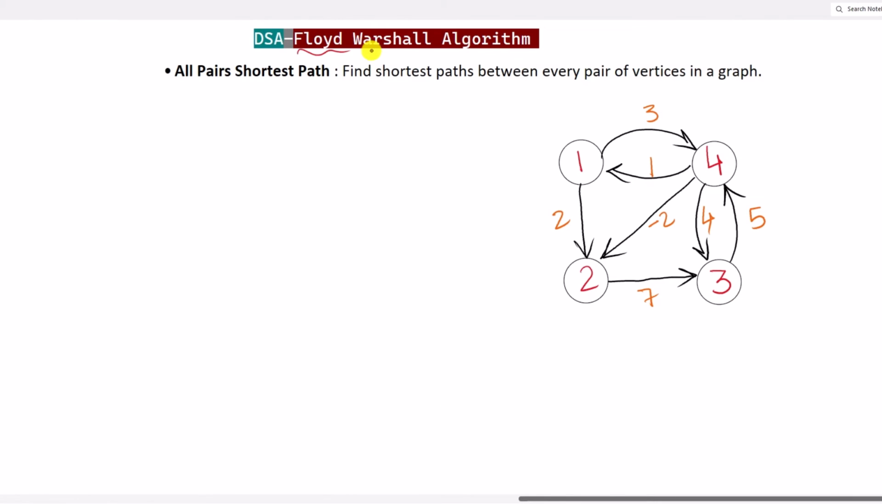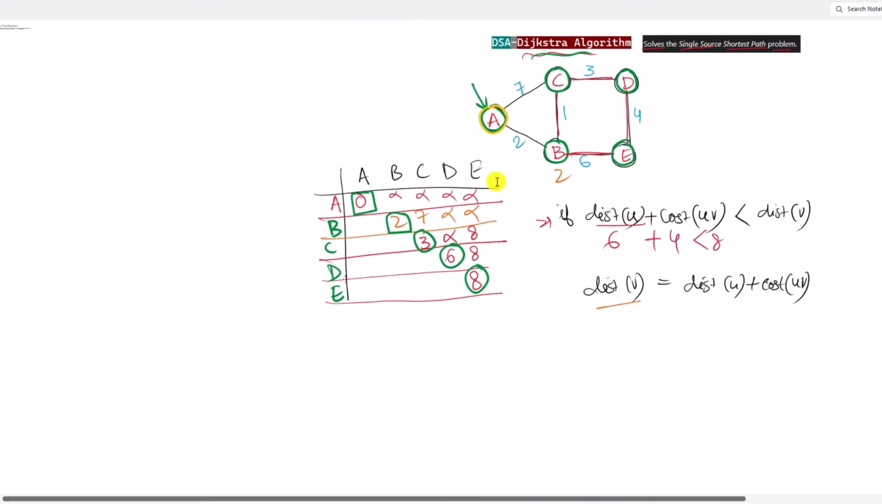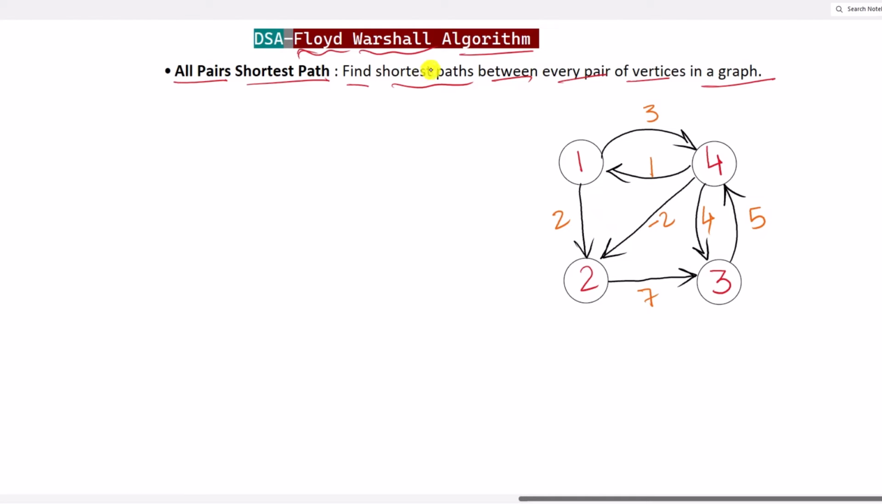So let's just talk about the Floyd Warshall algorithm. Here we can find the shortest path between every pair of the vertices in a graph. In case of Dijkstra algorithm, from one single source we can find the shortest path to all of the vertices. But in case of this Floyd Warshall algorithm, we find the shortest path between every pair of the vertices in the graph. That means from the vertex 1 to 2, 1 to 3 and 1 to 4 we find the shortest path. Here 1 is the source and all of these are the destination.